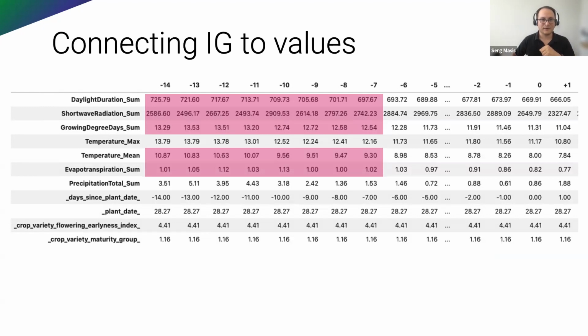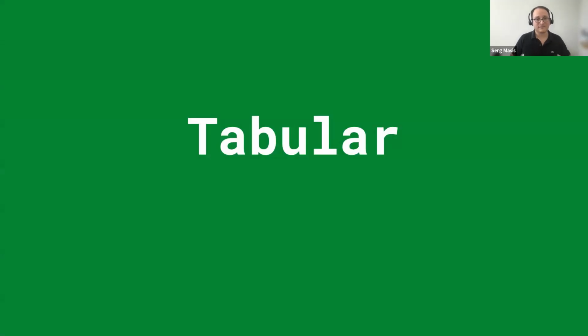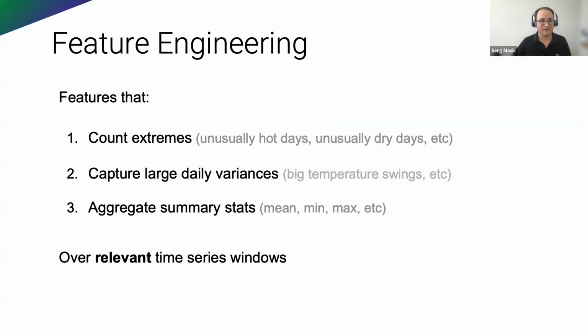And so you can come up with all kinds of hypotheses and you can test them. And for that, we take a step back. We no longer use time series models. We move on to tabular. And something you can do with tabular is we can start taking these things and turning them into features. So we create features that count extremes, like unusually hot days, unusually dry days, etc., capture large variances, big temperature swings, aggregate summary stats like mean, min, max, sum, etc., over relevant time series windows.